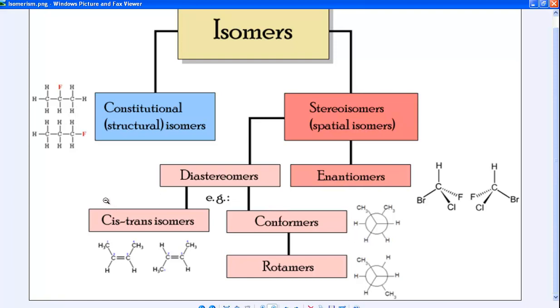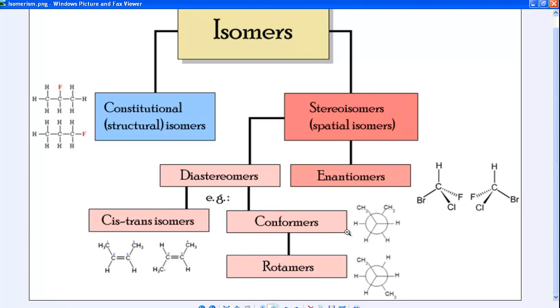Although conformers can be referred to as stereoisomers, they are not stable isomers, since bonds in the conformers can easily rotate, thus converting one conformer to the other, which can either be diastereomeric or enantiomeric to the original one.